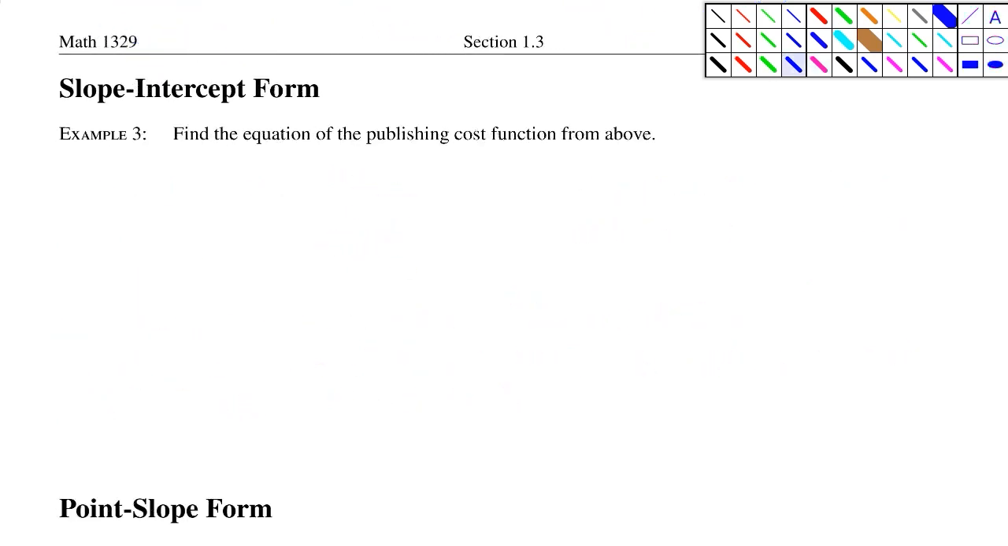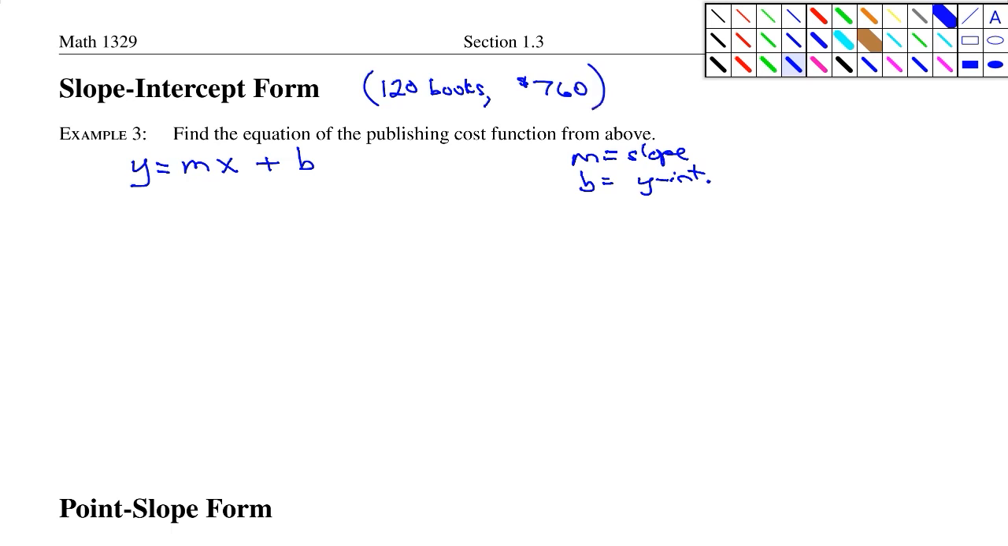Next, let's take a look at the slope-intercept form. Oh, we know this one. Find the equation of the publishing cost function from above. So we want to use the slope-intercept form. Slope-intercept form is y equals mx plus b, where m stands for the slope and b stands for the y-intercept. So I'm going to use the 120 books and the $760. And the books is the x, and the $760 is the y.